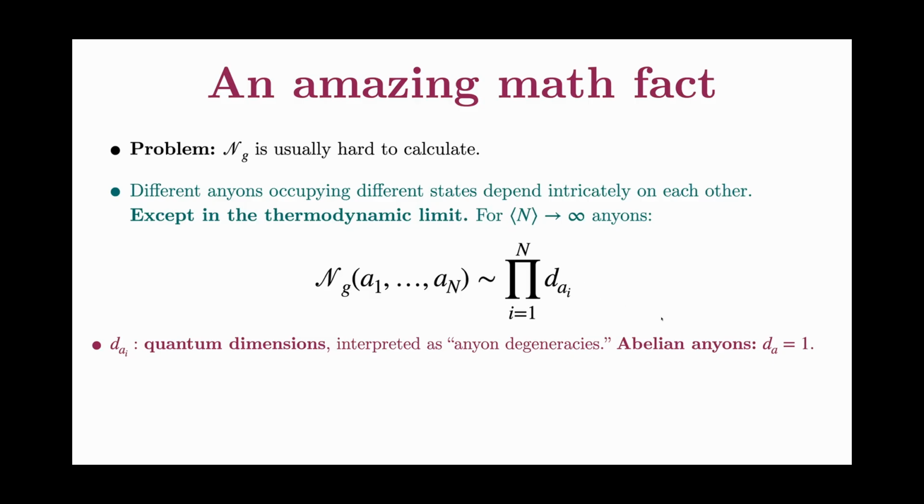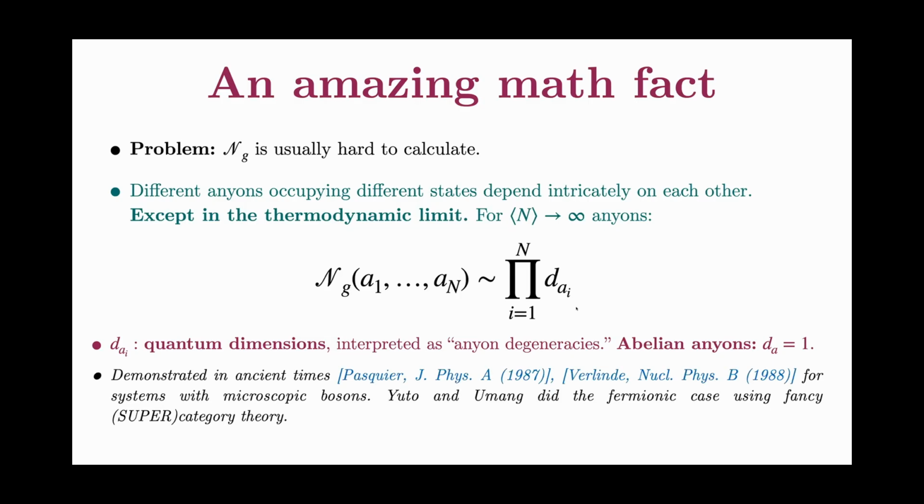Also, I should emphasize that for abelian anyons, these quantum dimensions are 1. So this just tells you that the partition function would factorize into little partition functions for each individual state, just like what you would have for a non-interacting Fermi or Bose gas. So we're now into 5 minutes. Okay, cool. I can wrap up fairly quick.